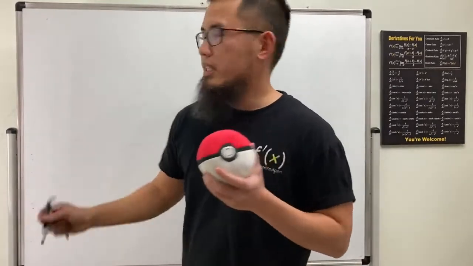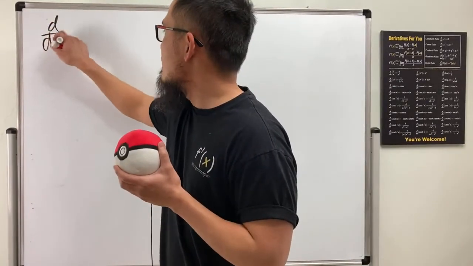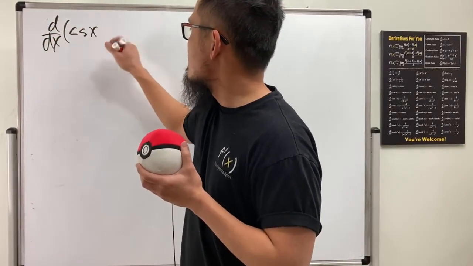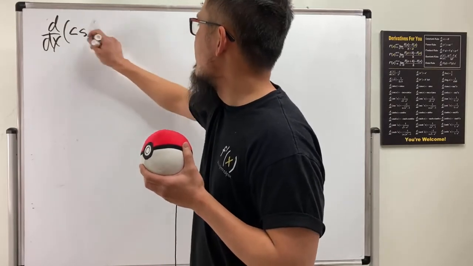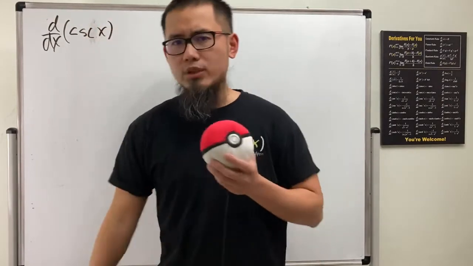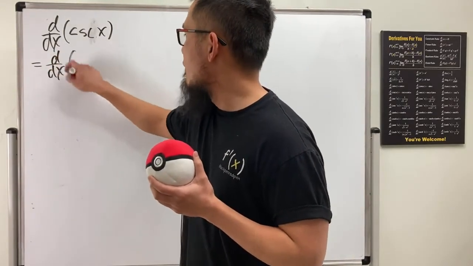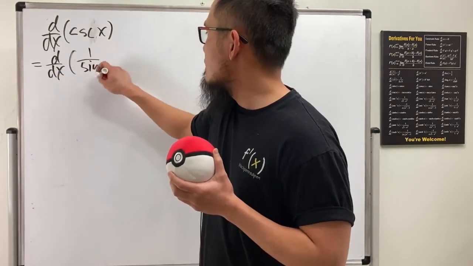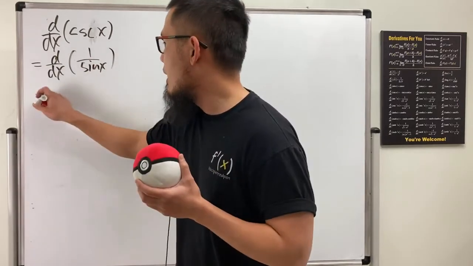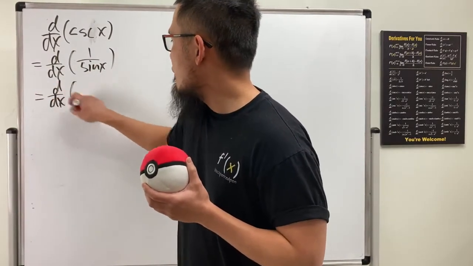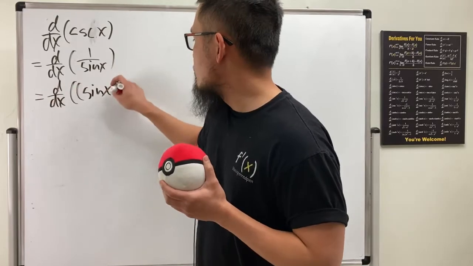Next one, let's do cosecant. So let's go ahead and put down d dx, and let's see, csc x. Oops, csc, and then we have the x right here. And now what's cosecant? Of course, it's 1 over sine, right? So I'm going to write down this is the same as taking the derivative of 1 over sine x. Well, what's 1 over sine x? We can write this down as well: taking the derivative of sine x raised to the negative 1 power.